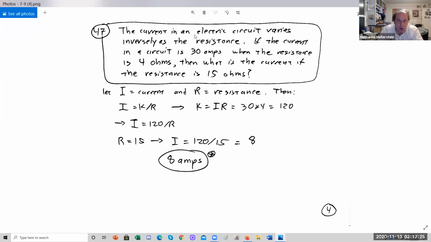Okay, here the current in an electric circuit varies inversely as the resistance. So if I is the current and R is the resistance, then I equals K divided by R. The current is 30 amps when the resistance is 4 ohms. What's the current if the resistance is 15 ohms? All right, so like I said, I equals K over R, and incidentally, K is basically the voltage. So K equals IR, multiplied, 30 times 4 is 120. Units are volts, but whatever. So I, current, equals 120 over R, resistance. Now if R is 15, then you plug it in. I equals 120 over 15, which is 8. So it's an 8 amp current.